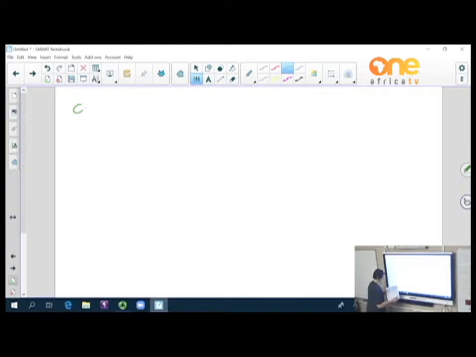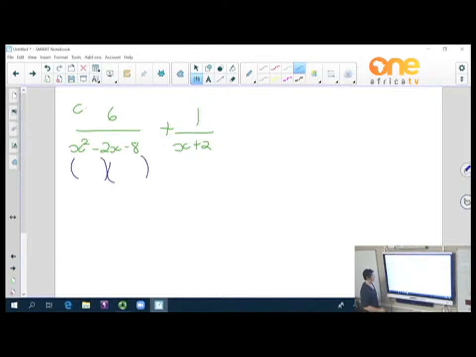Number C. 6 over x squared minus 2x minus 8. You can immediately see that this is then a trinomial that I deal with here. Here I have a trinomial. Lowest common multiple, LCM, but I need to factorize. This is a trinomial. So it's x and x. The factors of 8 are 4 and 2. Signs differ. The biggest combination is negative, and that one is positive.